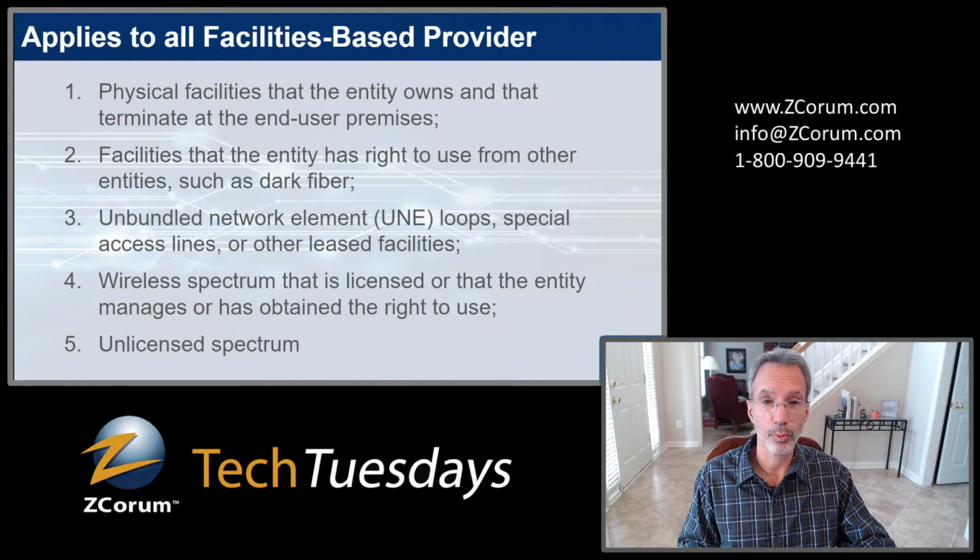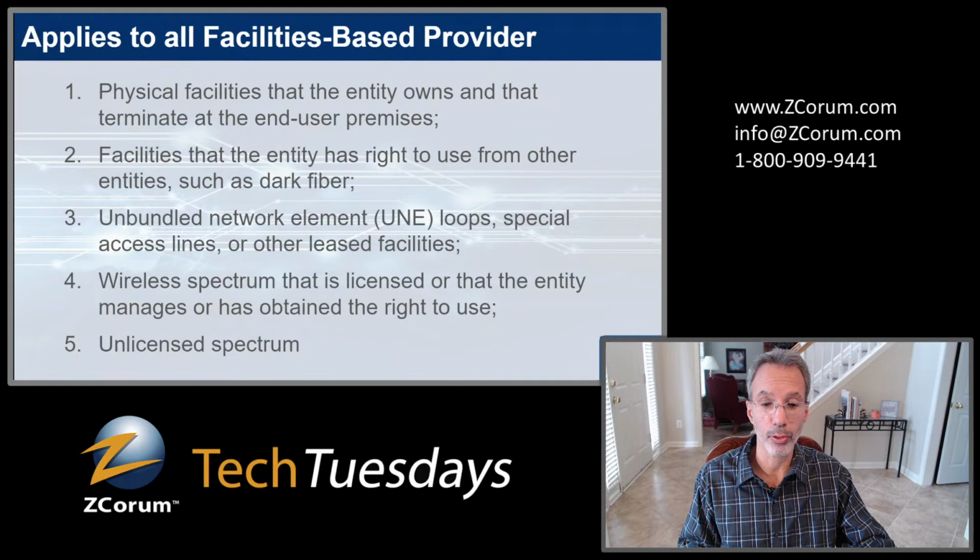If you look at the report and order, I don't see any real exclusions for anybody that's providing any kind of significant broadband service. So physical facilities that the entity owns and that terminate at the end user premises. So if you own the facilities and you're providing service to the end user, you're covered basically. But that also includes facilities that the entity has a right to use from another entity, such as dark fiber. So even if it's not your fiber, for example, you still are going to have to provide this information.